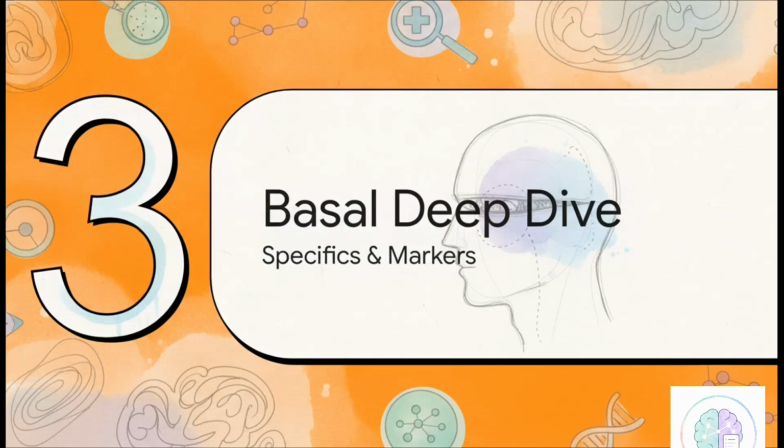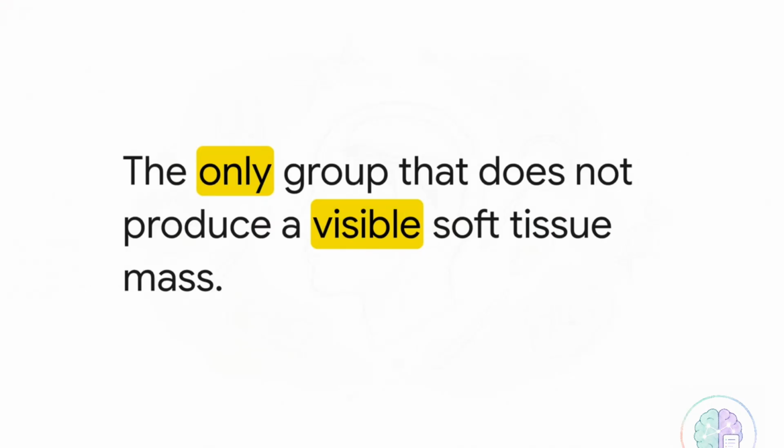That brings us to Section 3, a deep dive specifically into basal encephaloceles. Why do they get their own section? Because unlike everything we just covered, a basal encephalocele is basically hidden from view. It is literally the only group in this entire classification system that does not produce a visible soft tissue mass. It's a total diagnostic chameleon.